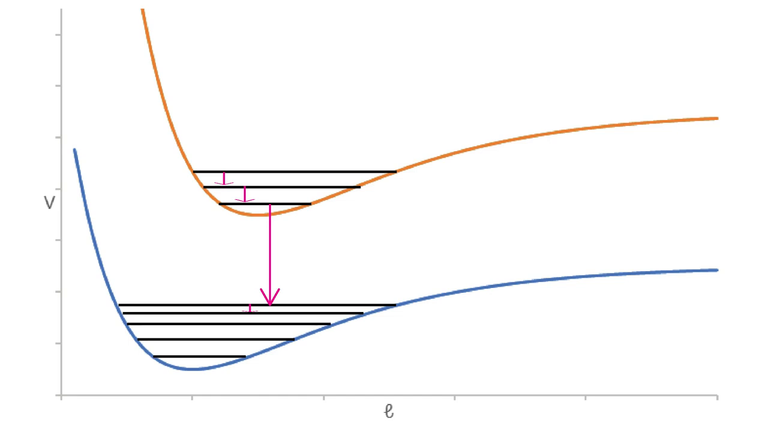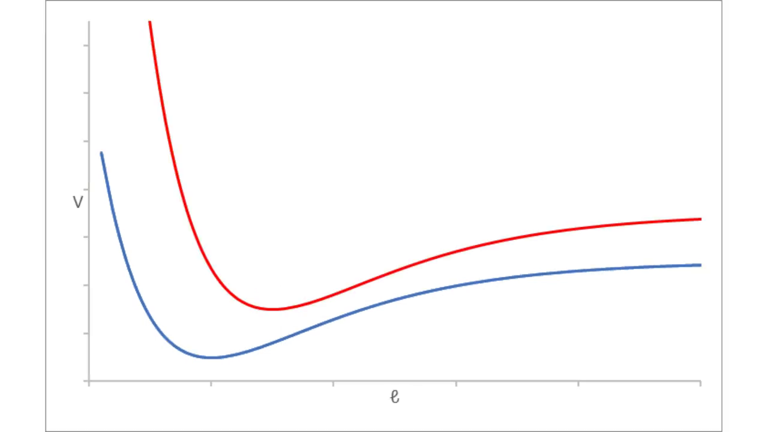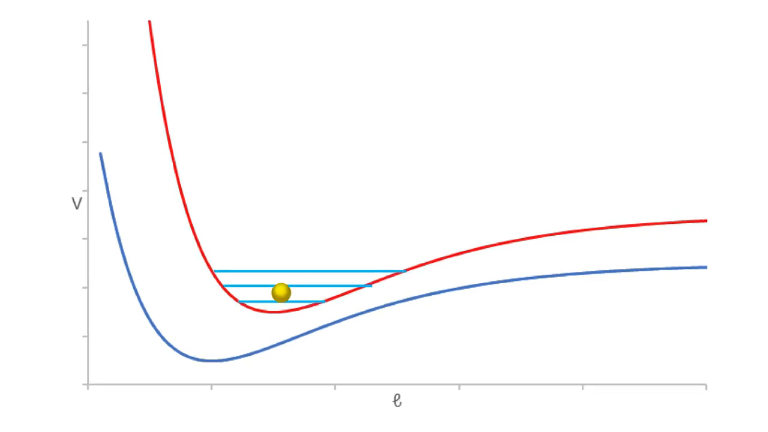Another way for the system to get to the lower electronic energy level is for some of the electronic energy to be converted to vibrational energy without the need for collisions to occur. Here's how it works. Suppose this is how the two electronic energy levels are positioned relative to each other. Now suppose that the system is in this vibrational energy level on the upper curve, so the system is most likely to have a bond length at either end of this horizontal line.